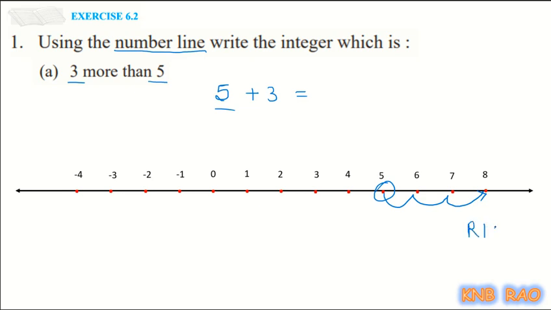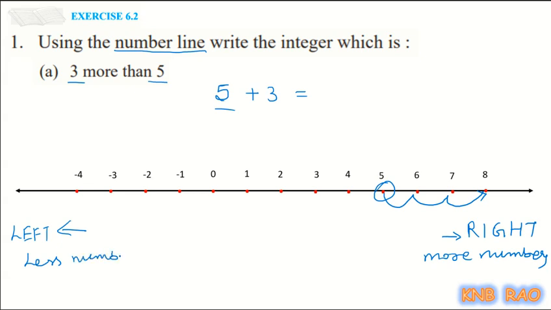Remember, moving towards right gives us more numbers, and moving towards left gives less numbers. If you have this idea, then we can easily answer this question. 3 more than 5 on the number line clearly indicates 8. So, 8 is 3 more than 5.